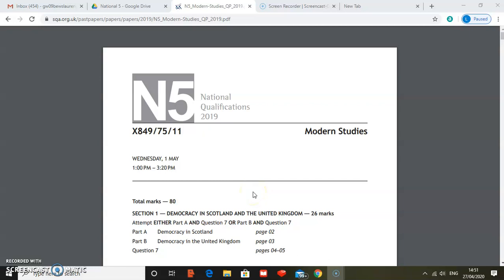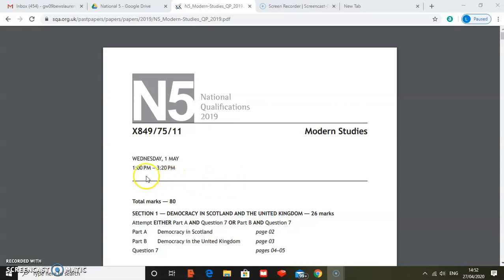Before we start looking at the content of the course, the best way to start is actually to look at what the exam will look like for yourselves in May next year. What I've brought up is the 2019 paper, and I thought the best thing to do would be to go through it all, just to give you an idea of what the course will look like when you finish it and how it's all going to be assessed.